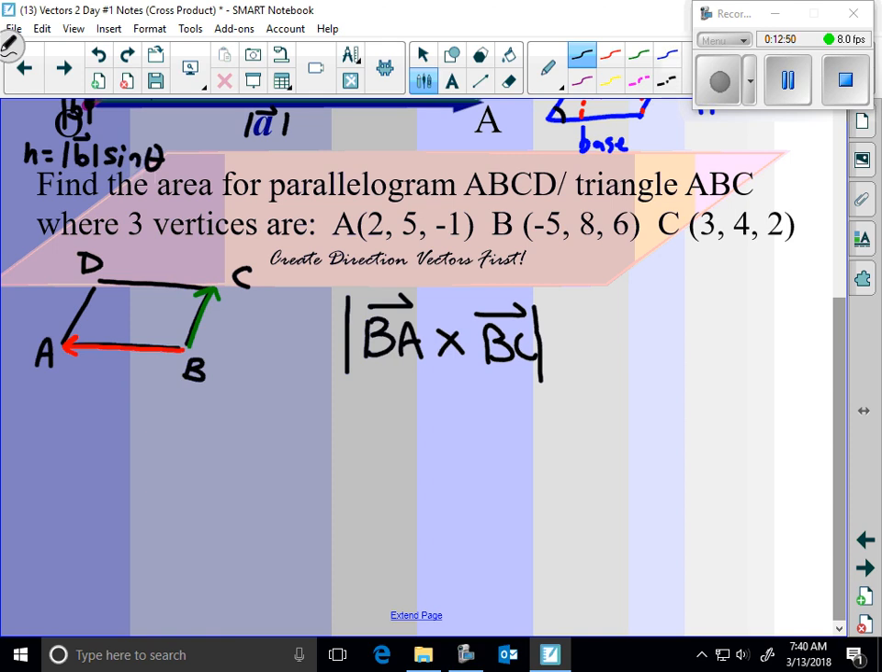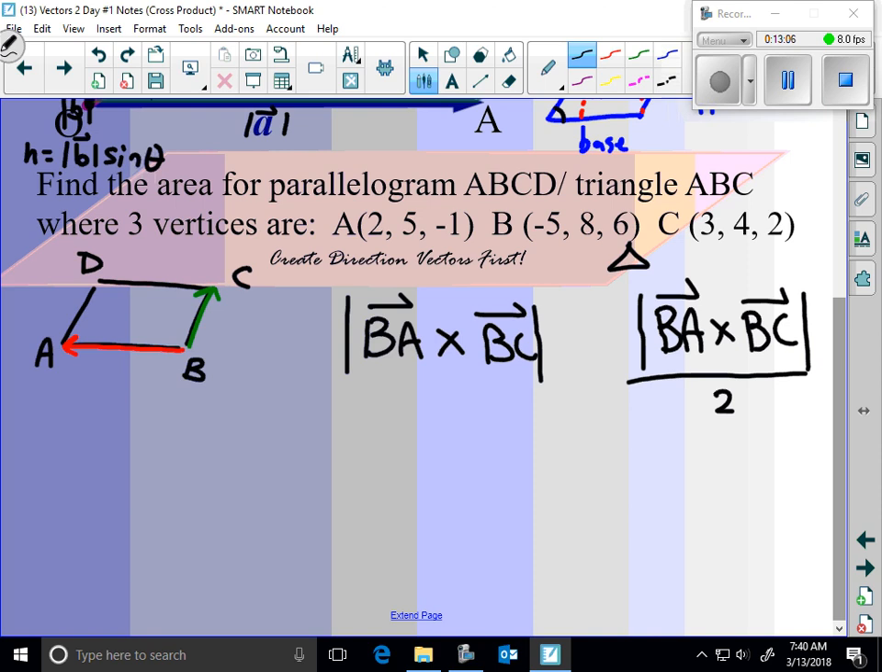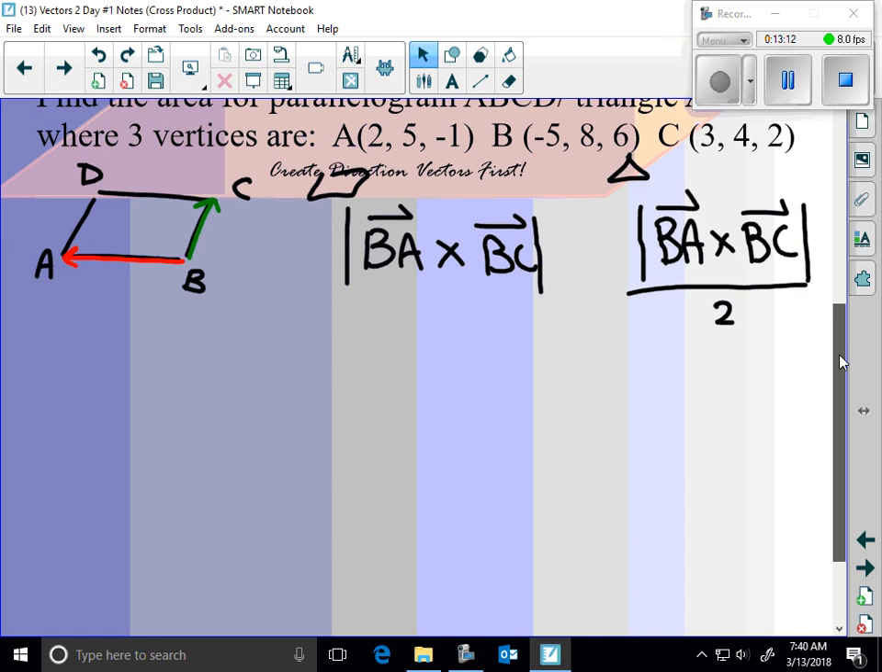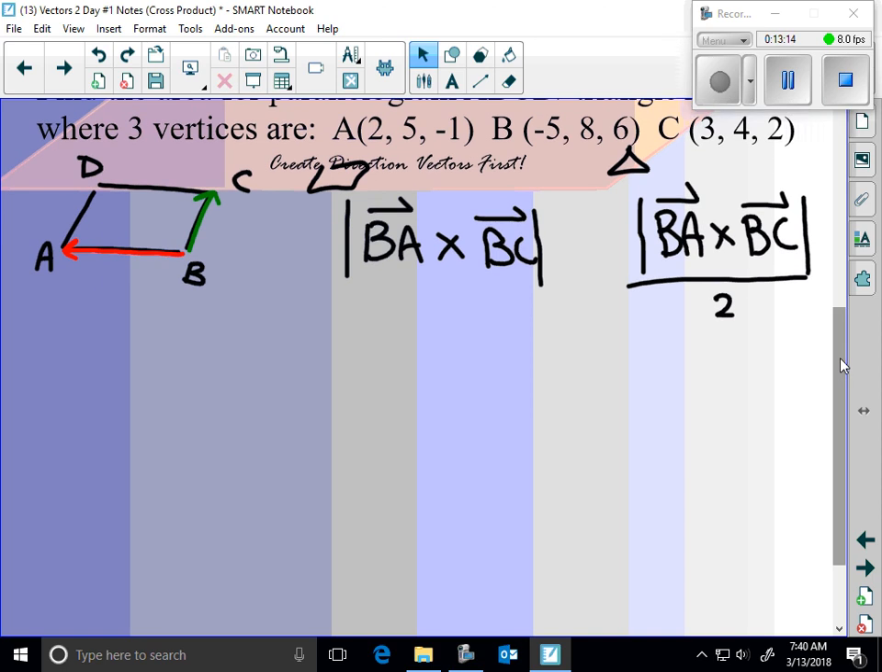How would I find the area of the triangle formed by those two vectors? Well, of course, it would be the area of the parallelogram divided by 2. So this would be our triangle formula. This is our parallelogram formula. Let's go ahead and execute that. So first I need to know BA and BC. Let's do those over here.